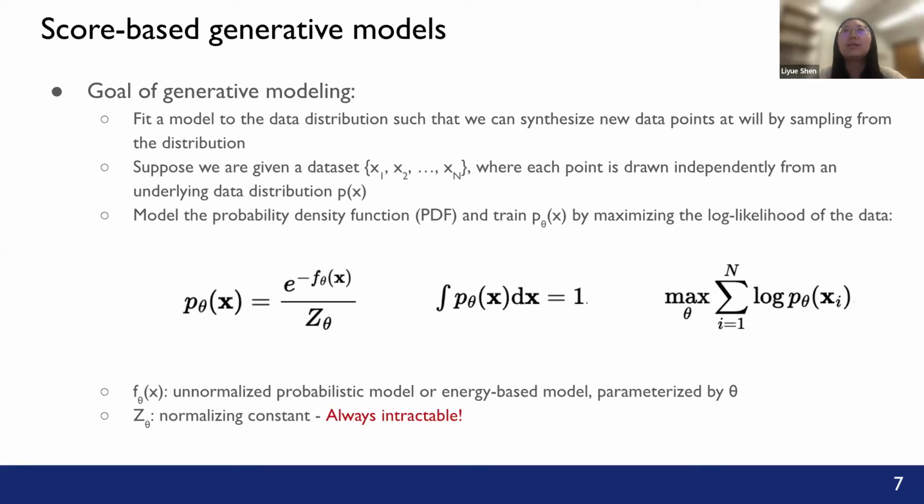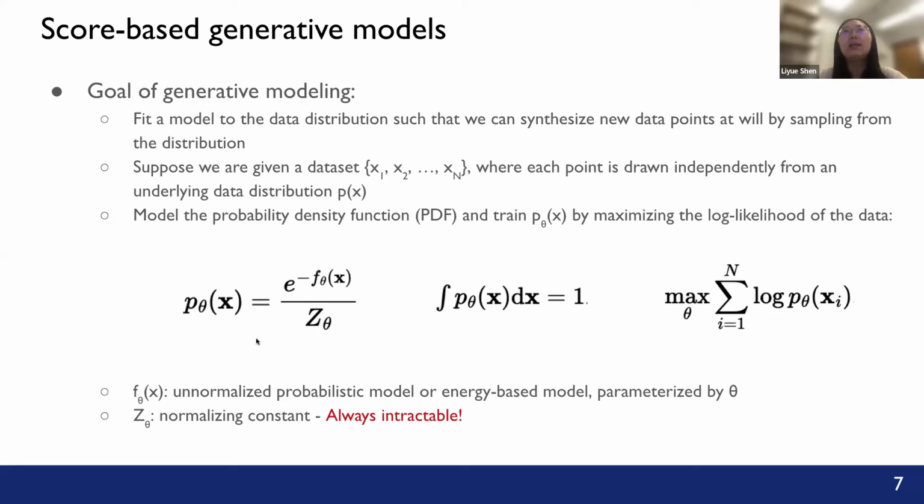But note that since we're trying to represent the distribution through the PDF, and the summation or integral of the PDF should equal 1, this introduces a very important normalization constant that we need to learn in this kind of PDF modeling.